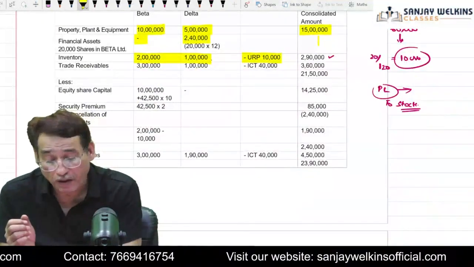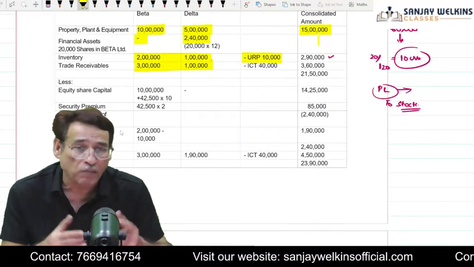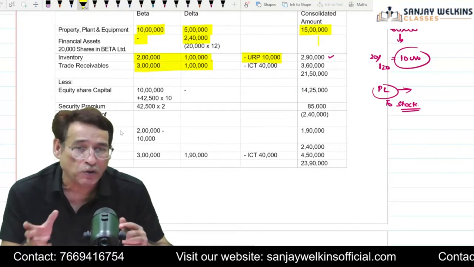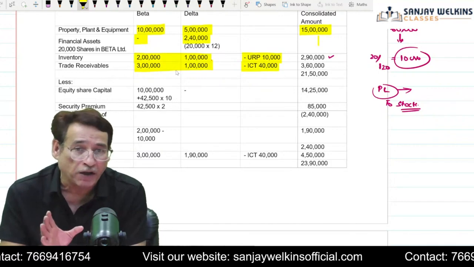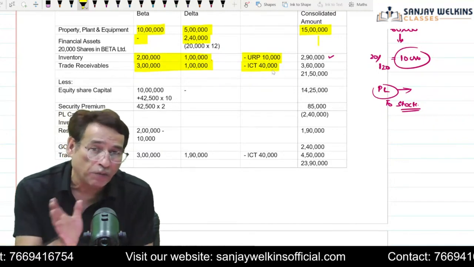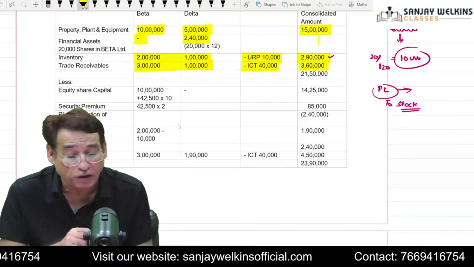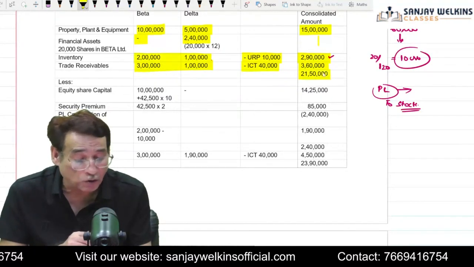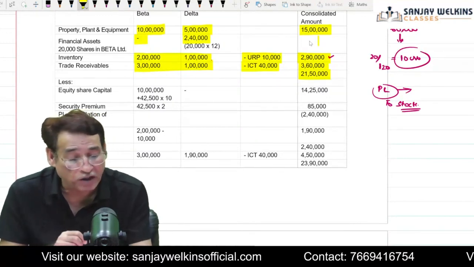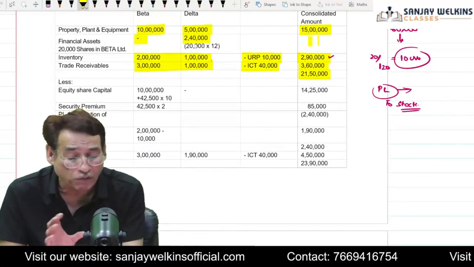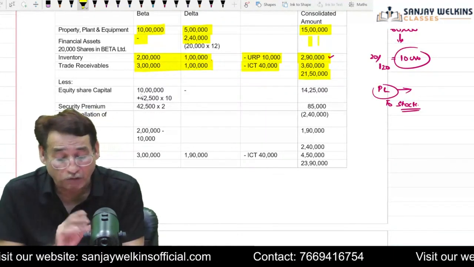Then trade receivables, simply combine them. And those among you who have already done consolidation so many times know that even intercompany transactions will be subtracted. Intercompany transactions will be subtracted from debtors and creditors both. So that is why the net figure will be over there. Ultimately, you will get a total of 21,50,000. In this question, there is no goodwill. I told you investment will not find place in the outer column. Even though we are taking over their investment, I will tell you why. Correct? Don't worry about that.